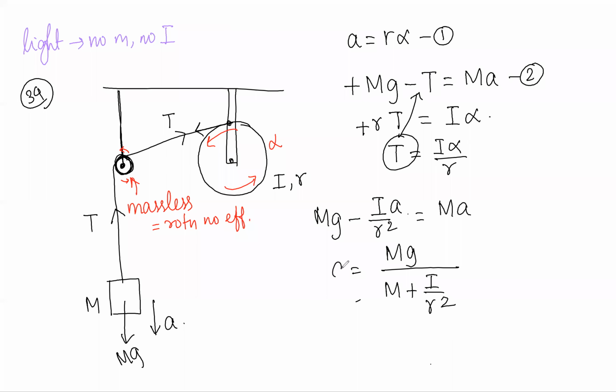So once again, you can understand this in exactly the same way. You can say that the weight of this block is doing two things. It's moving this block and it is also rotating the pulley. So that is why it is getting shared. तो वो बात सही है.